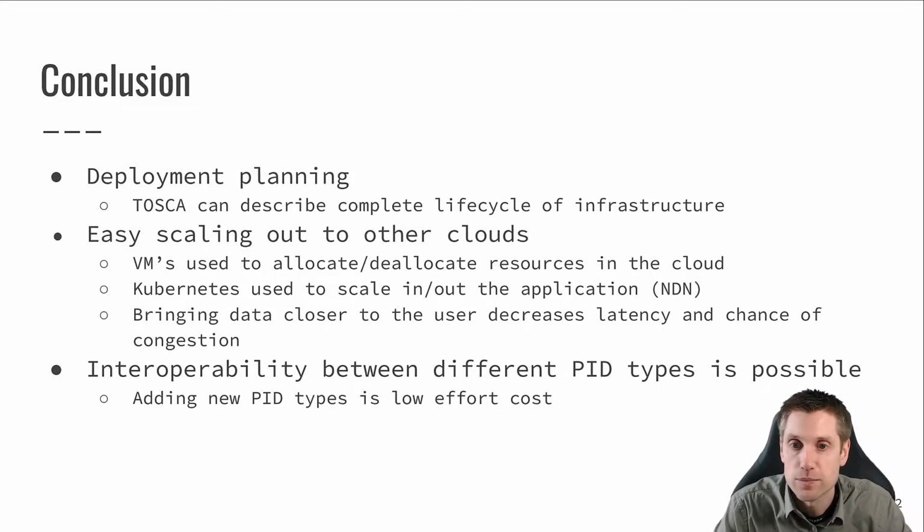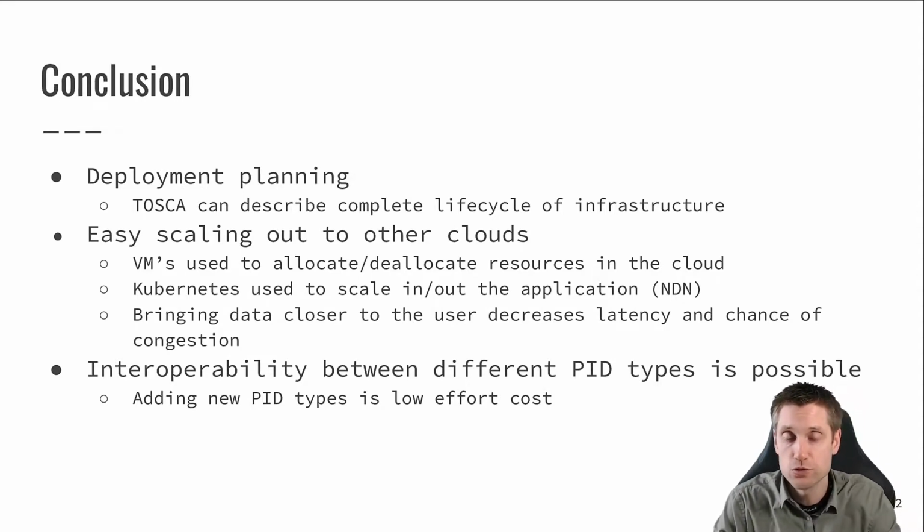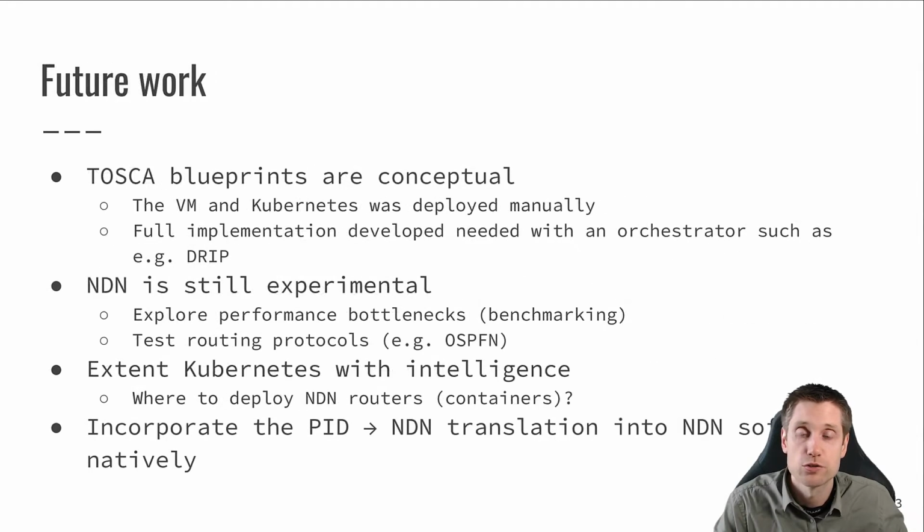These VMs then can be used to allocate and deallocate the resources. And then Kubernetes, which runs on top of these VMs, can be used to scale in and out the application, which can then bring the data closer to the user, which decreases latency and a chance of congestion. And furthermore, interoperability between PID types is possible by adding different regular expressions.